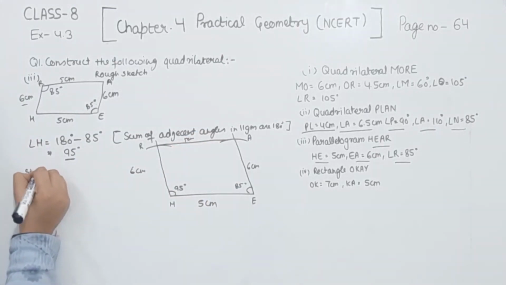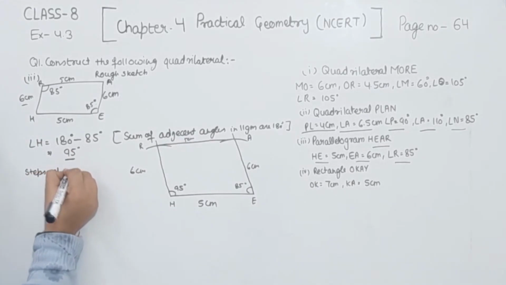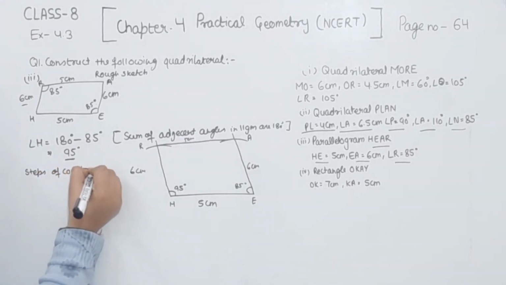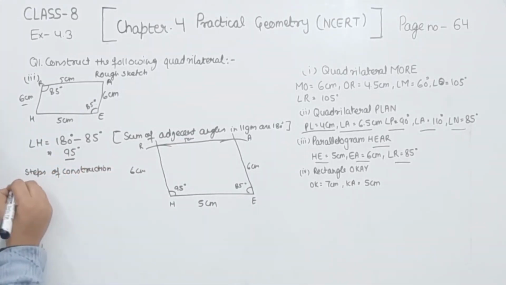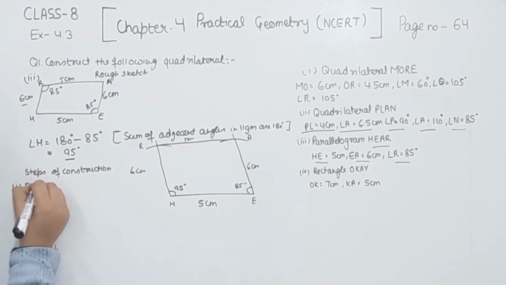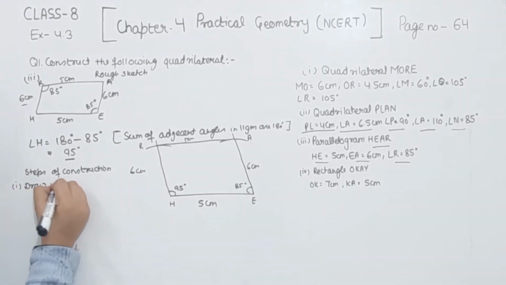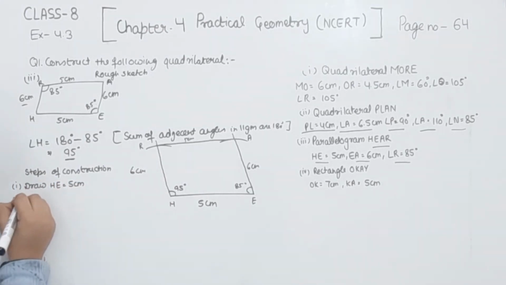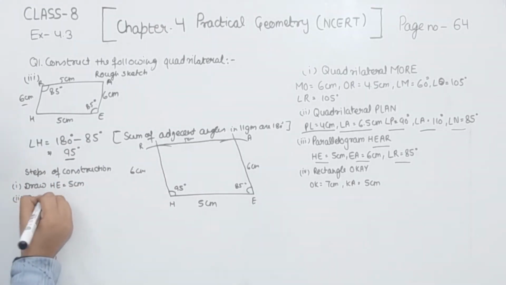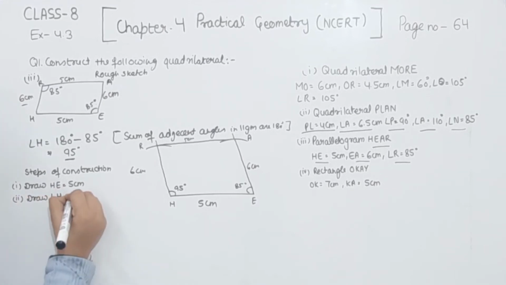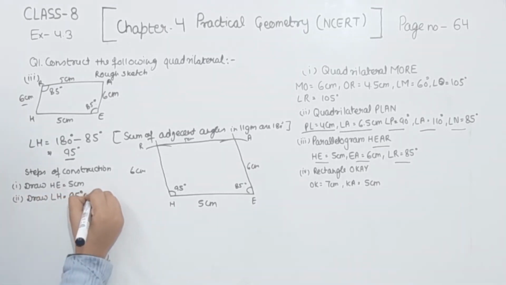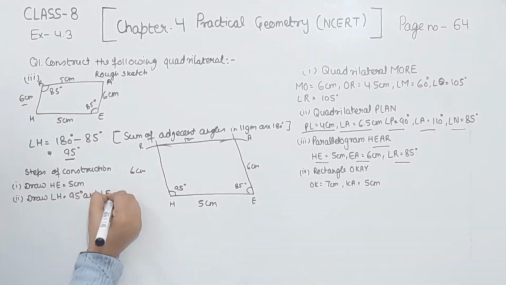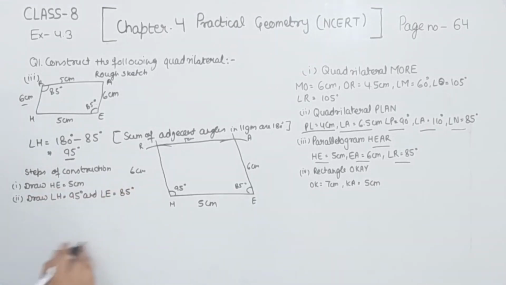Now we are going to write the steps of construction. So I'm going to write here. First of all, we are going to draw HE is equal to the 5 centimeter. Now draw angle H is equal to the 95 degree and angle E is equal to the 85 degree.